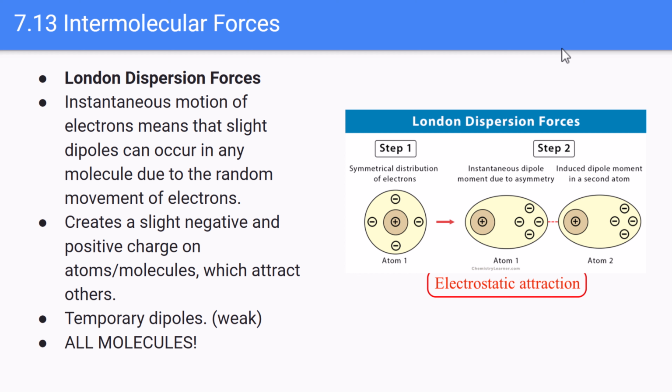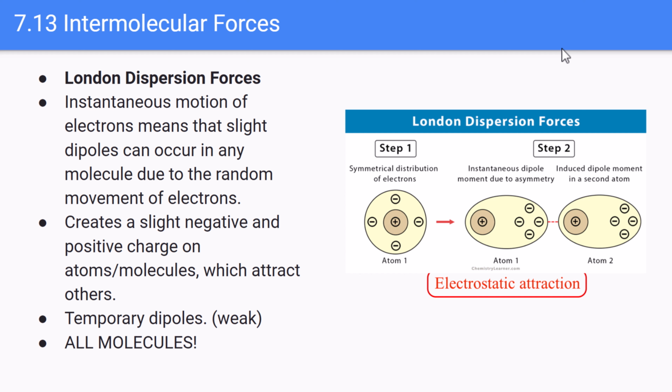Now, these are what are referred to as temporary dipoles, and that's due to the fact that those electrons are constantly in motion, right? So as soon as this happens, those electrons end up actually moving elsewhere, and the London dispersion force is not as strong or is broken or no longer exists. But they're referred to as temporary dipoles, again, because of the random movement of electrons, which means that these are relatively weak.